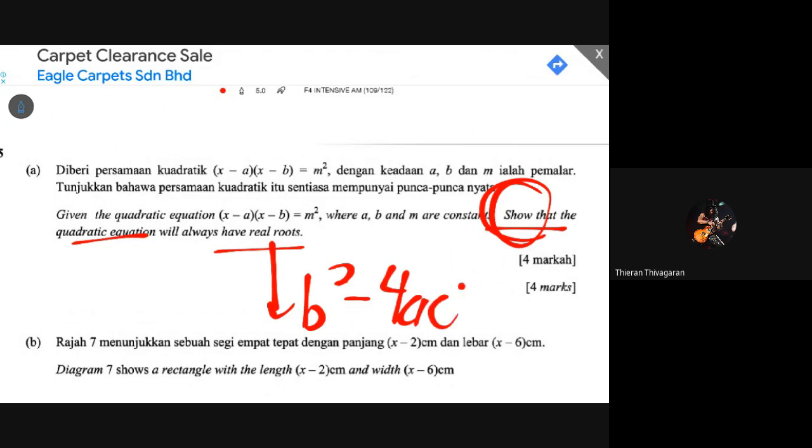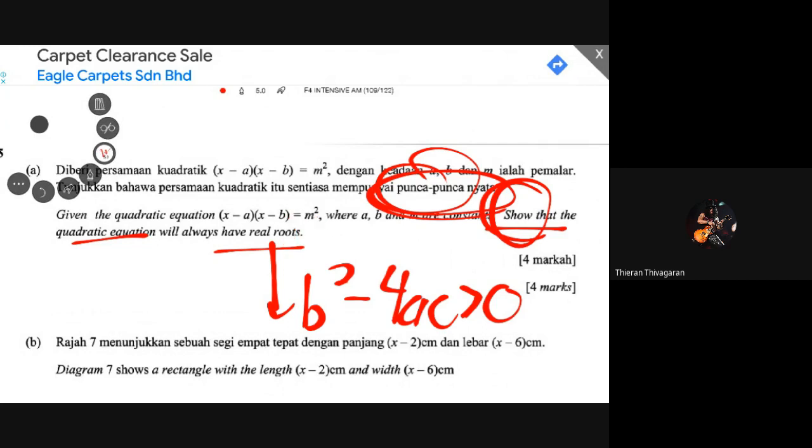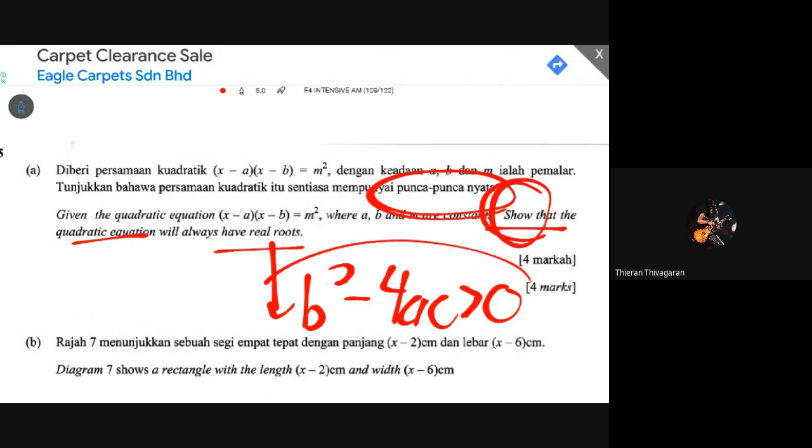Okay, kalau kamu lihat BM, you will notice punca-punca means plural, more than one. Equal means one only, satu punca yang sama. Yeah, two different real roots. That's why punca-punca. Roots got S at the back, means plural. Okay, so this is how you can extract this information. So what you have to do is modify persamaan yang ni sahaja. Yeah, correct. This is a keyword also.